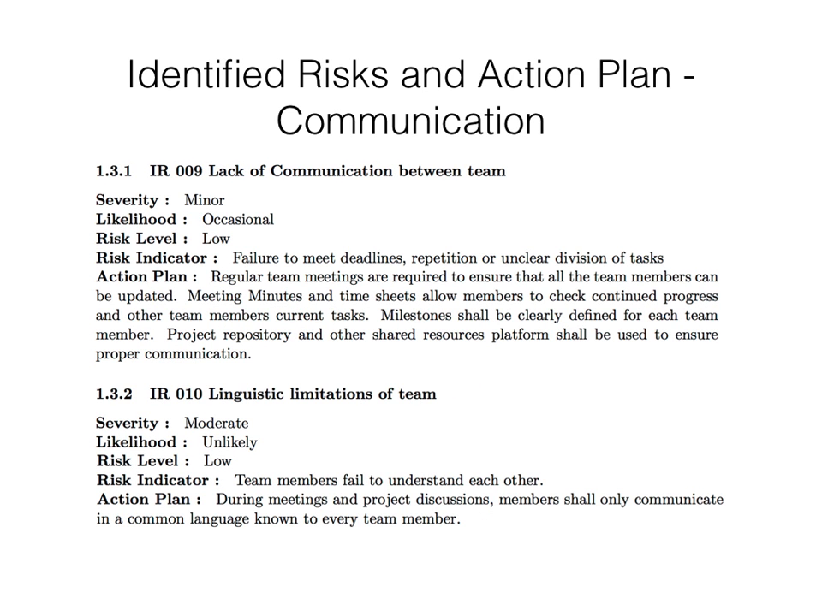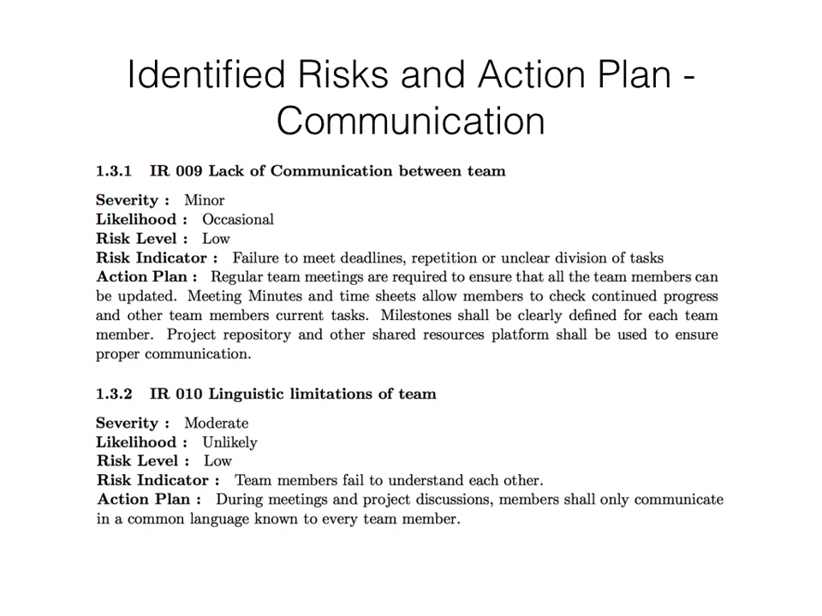The next category of risk we are looking at today is a risk that occurs due to communication or lack of communication. So the first one is lack of communication between team. How to know that risk is happening is a failure to meet deadlines or repetition of the points or tasks that we have already discussed during the team meetings, or unclear division of tasks.